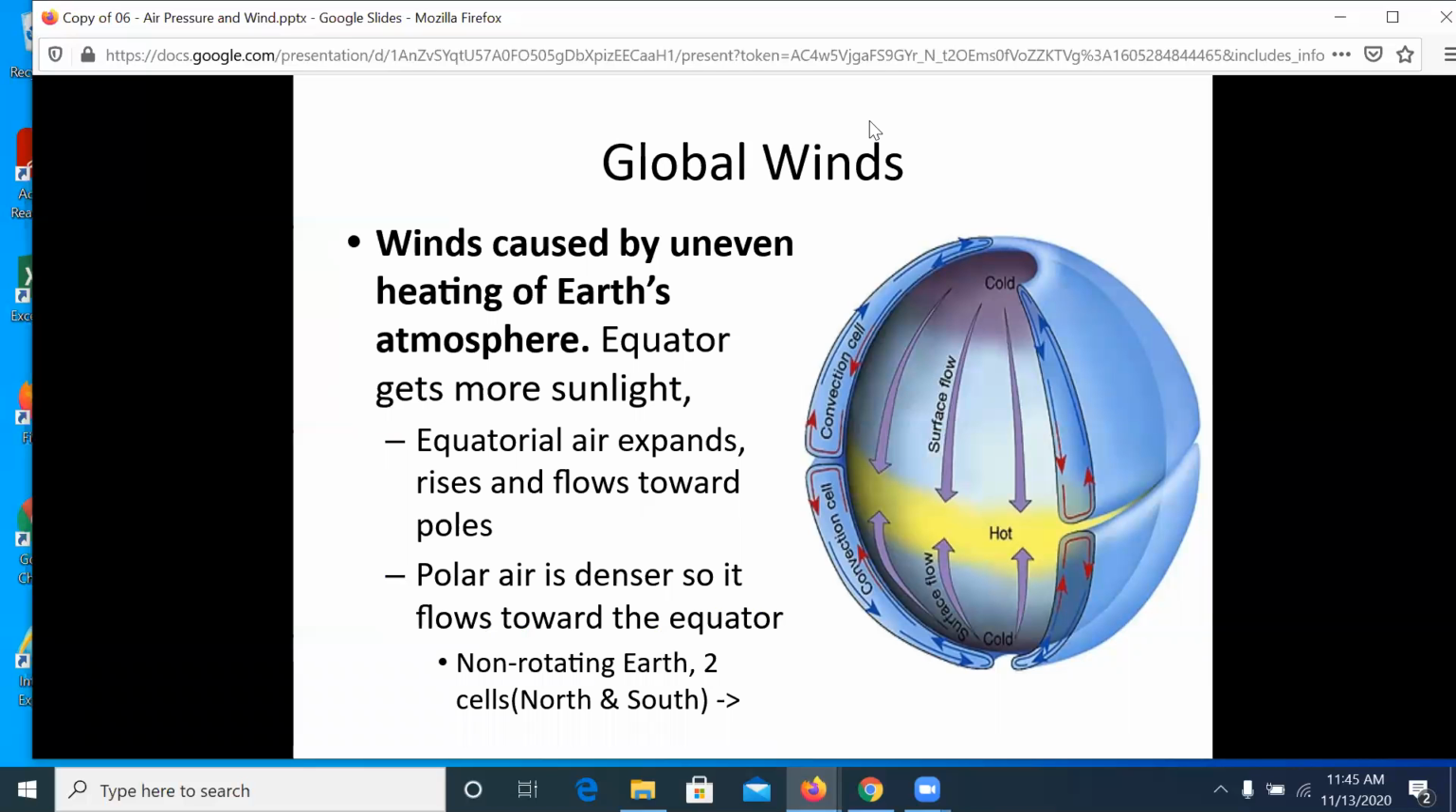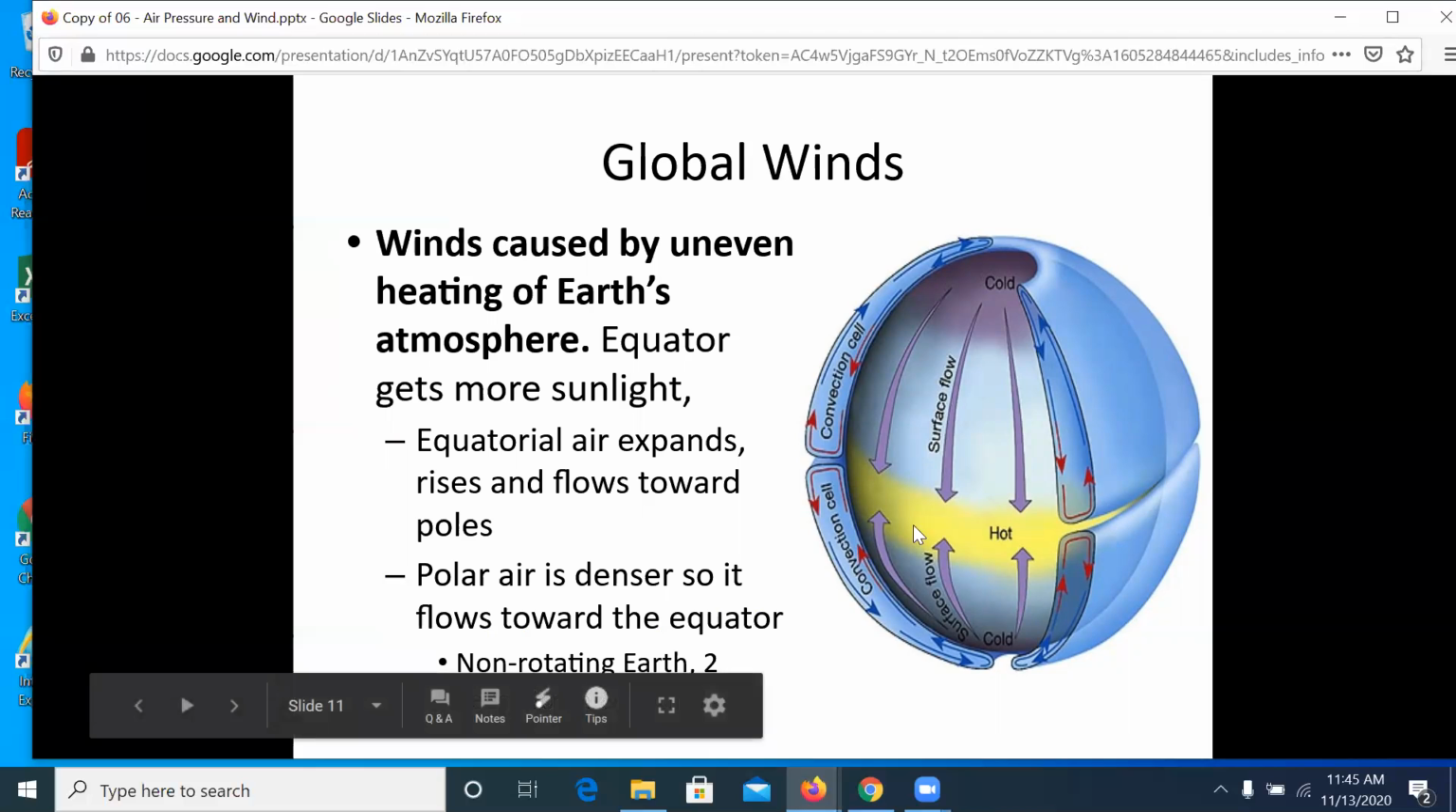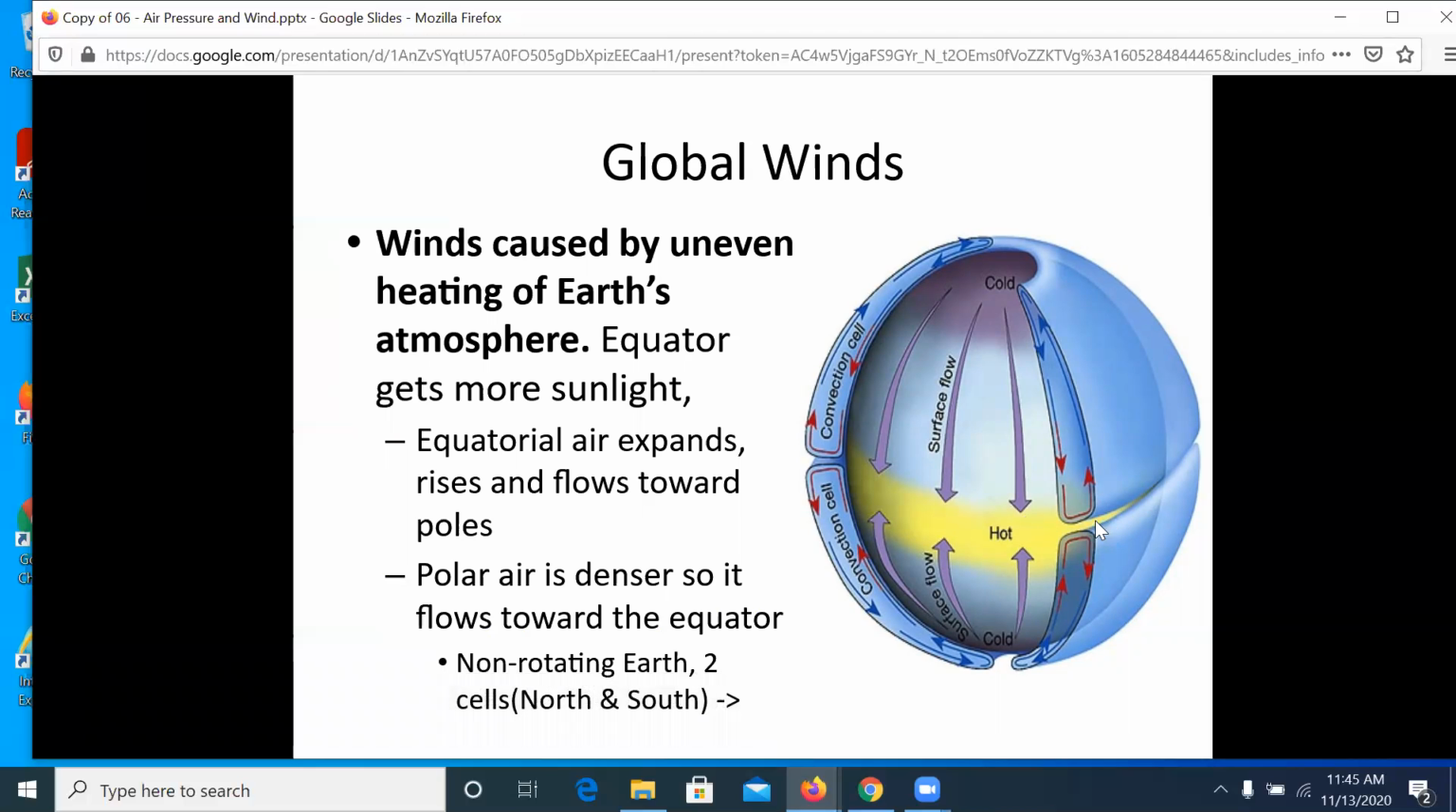Remember, when our air warms up, we have a lower pressure. So at the equator, if everything were to stay the way it was, we would have a low pressure right there. Equatorial air expands, rises, and flows towards the pole, because remember, we are trying to stop the gradient. Everything in life wants to reach its equilibrium. So that's what it's trying to do, reach the equilibrium, so it goes towards the poles.